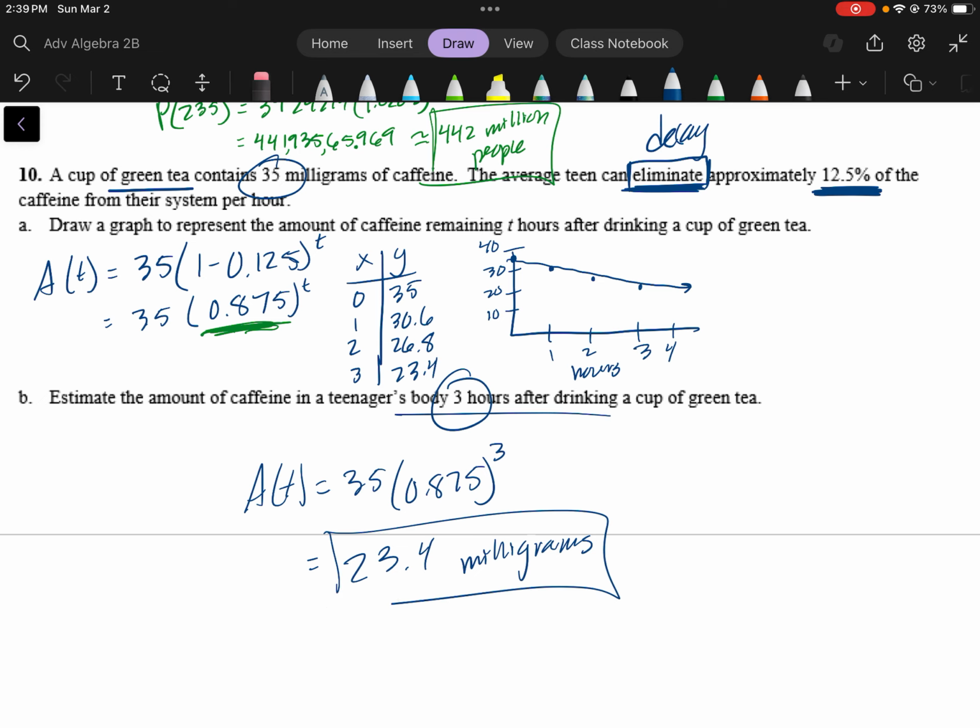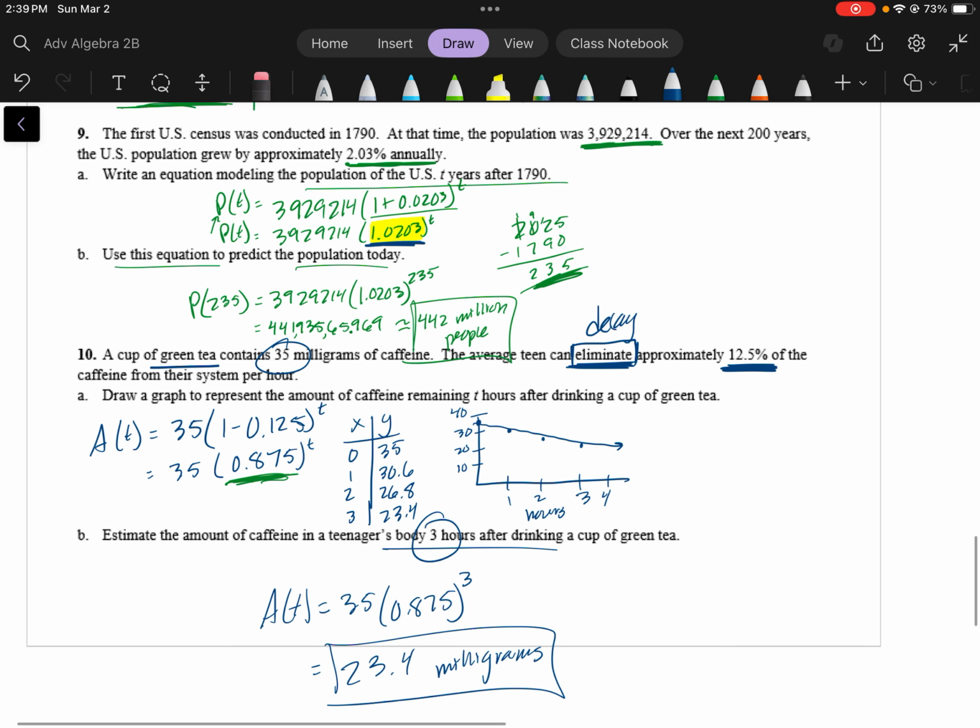Okay? So, exponential growth, exponential decay, there's some really important ways that we can utilize this, but that is it for today's lesson.